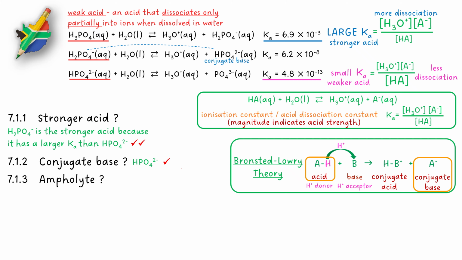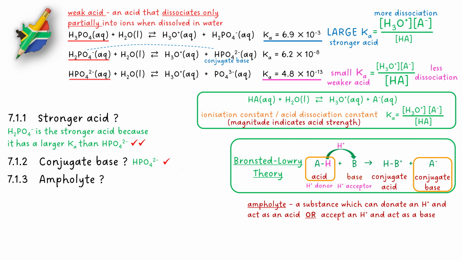Next, we need to identify the ampholyte in the three reactions. An ampholyte is a substance which can donate a hydrogen ion and act as an acid, or accept a hydrogen ion and act as a base. We have already seen that in the second equation, H2PO4- loses or donates a hydrogen ion to water and acts as an acid. And in the first equation, specifically the reverse reaction of the first equation, it can accept a hydrogen ion from the hydronium ion to reform phosphoric acid, thereby acting as a base.